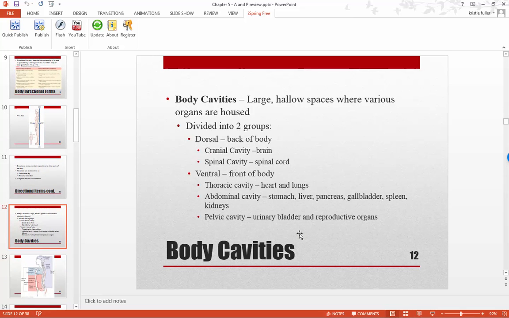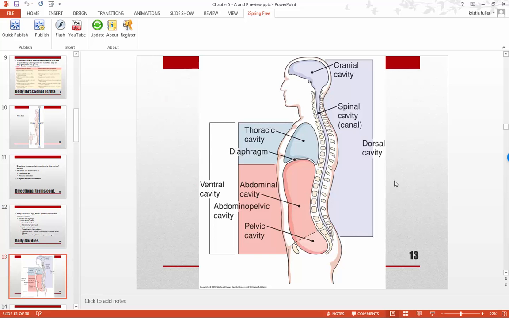All right, so the first thing this chapter talks about are the body cavities. You've got two groups. You've got the dorsal cavities and the ventral cavities, ventral being on the front of the body, dorsal being on the back of the body. Dorsal is really just your cranial and spinal cavities, and the ventral is where pretty much everything else lives. Your thoracic cavity has your heart and lungs. Your abdominal cavity has all your other organs, besides those that are in your pelvic cavity, which is your bladder and your reproductive organs, as you can see from this picture.